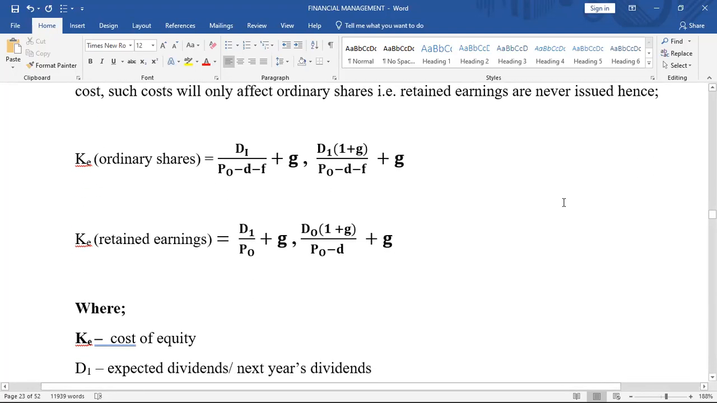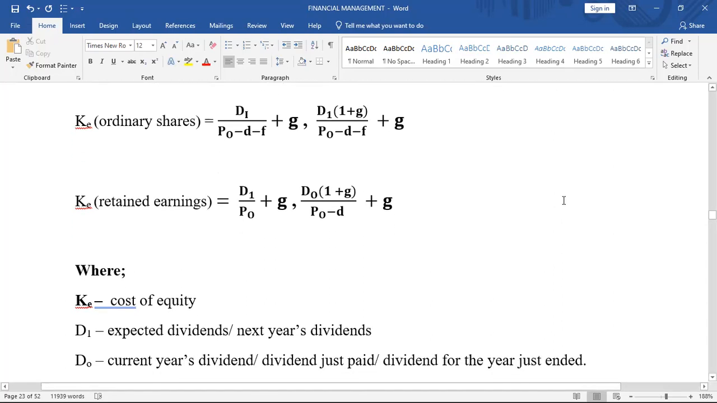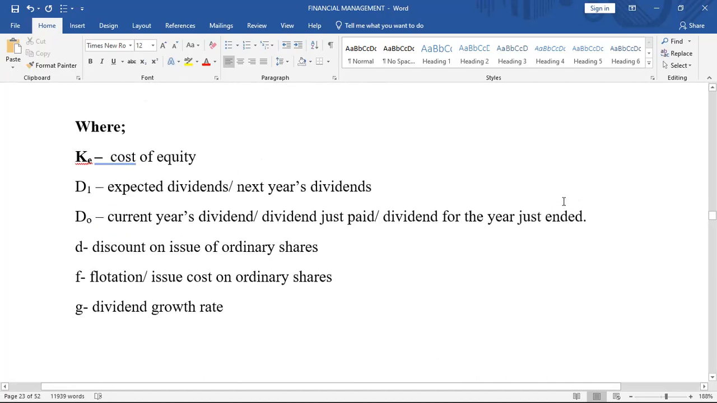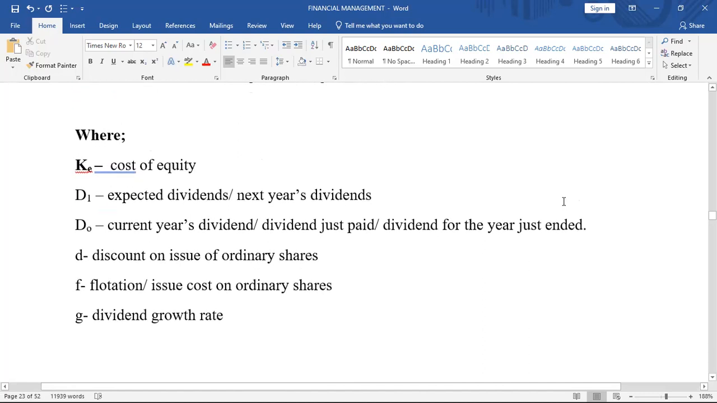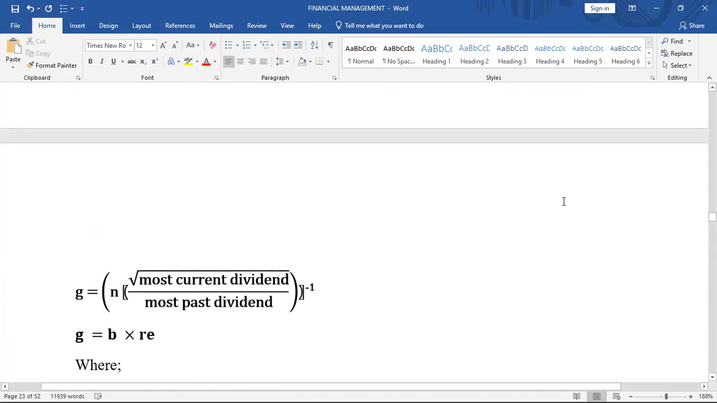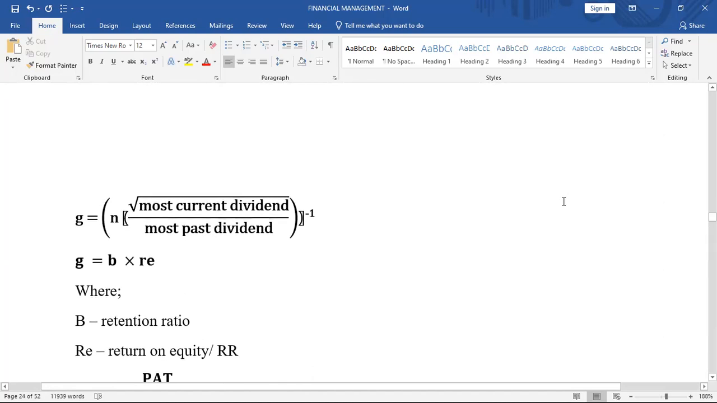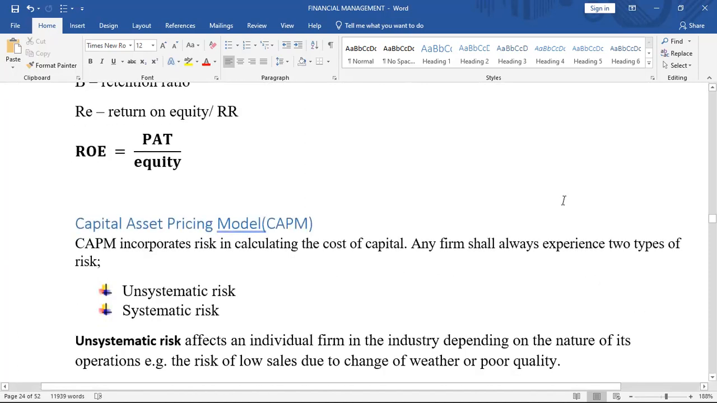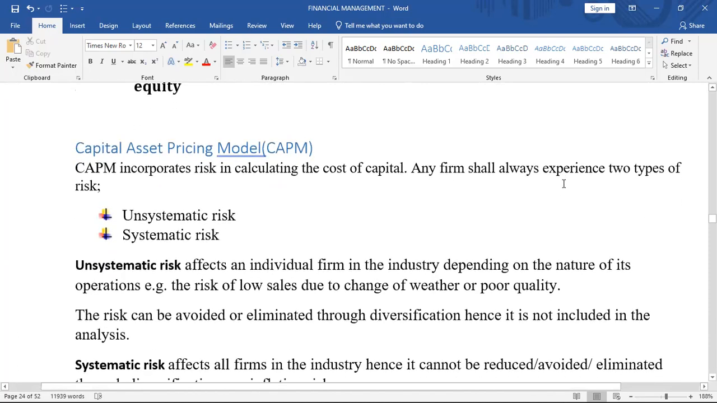So when calculating the cost of equity using ordinary shares, we take D1 and divide by P0 minus D minus F, plus the growth rate. When you are given the current dividends, you see what you are supposed to do. The explanation of each item is already put down there, and it is not a new thing to you. I have also given you the two methods basically used in computing the growth rate, with a bit of explanation. These are things we learned in our previous topic.